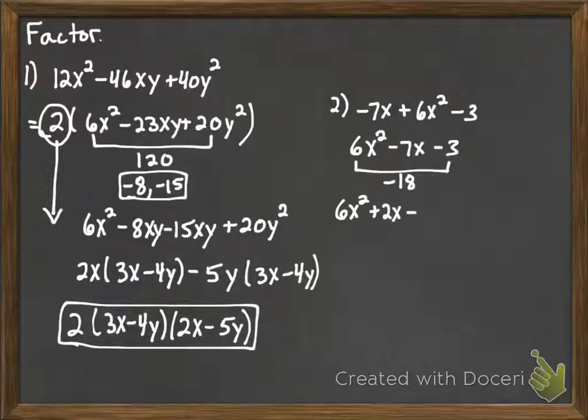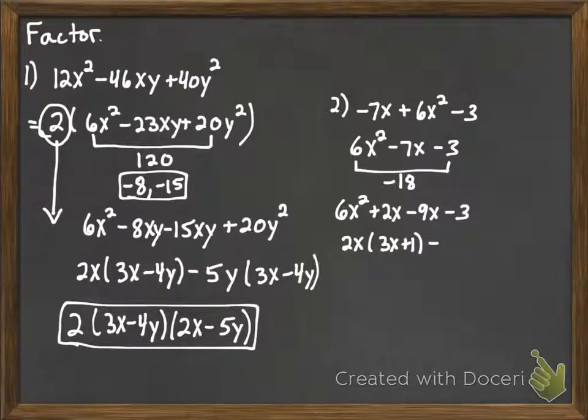So we replace the minus 7x with those two numbers. Again, you can actually write that down in either order. So you could have done minus 9x and then plus 2x if you'd wished. And then we do our factoring by grouping. So 6 and 2, we can pull out a 2x. And we're left with 3x plus 1. Bring down the negative sign.